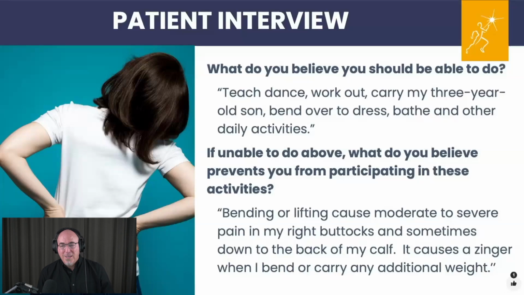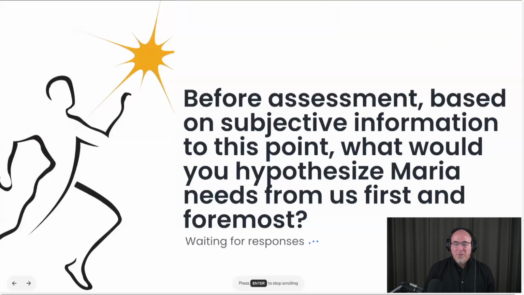So she's giving us some really good information right away that there is something going on that is causing these paresthesias. The zinger is a paresthesia. Some of the symptoms down the right buttock, pain, quite common with some kind of disruption in the low back. What would you hypothesize Maria needs from us first and foremost? What are things that you think she needs?